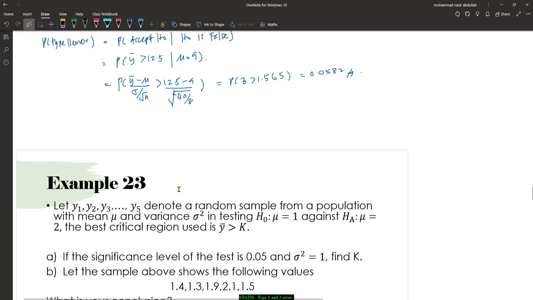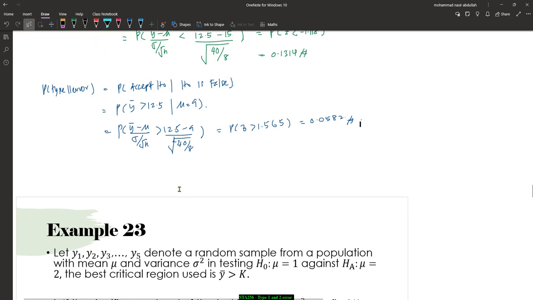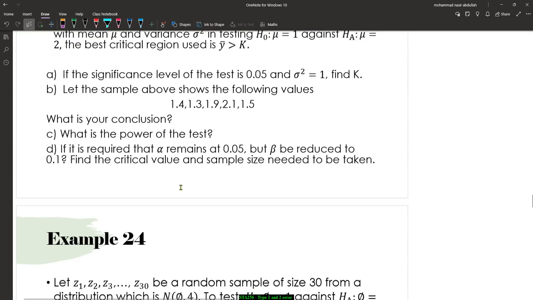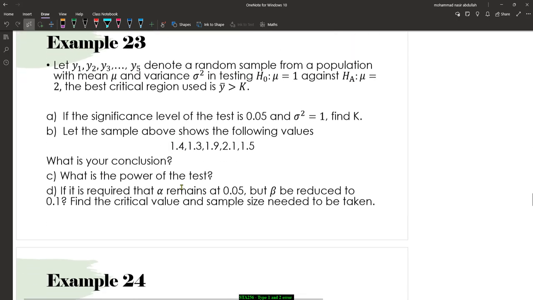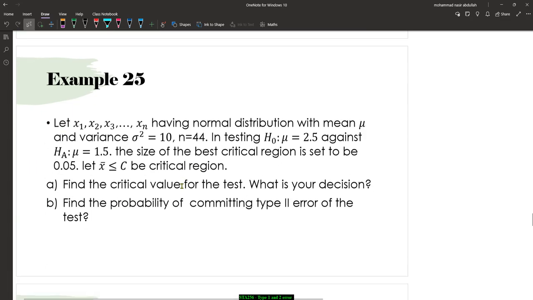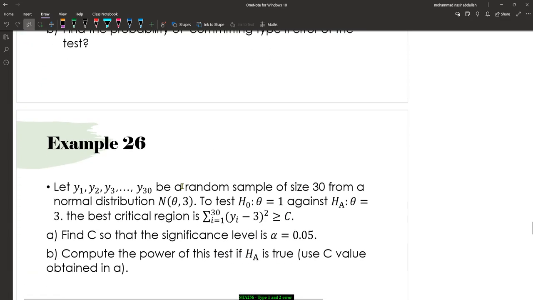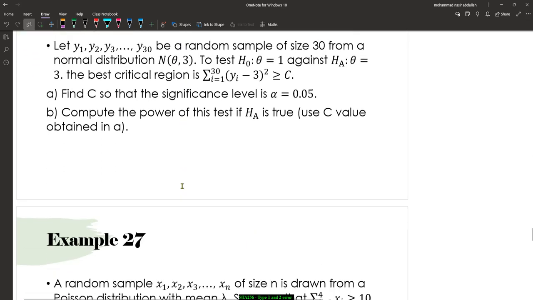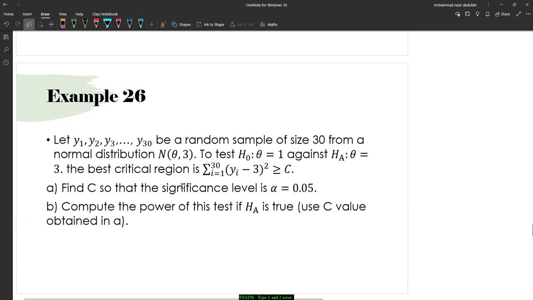Right. Any questions so far? If you don't have questions, then I think we try to look at example number 23, and 24 we skip, questions that are more or less the same. 25 also skip. 26 will skip as well. 26 we look a bit, because it has a different distribution. Right. One moment.